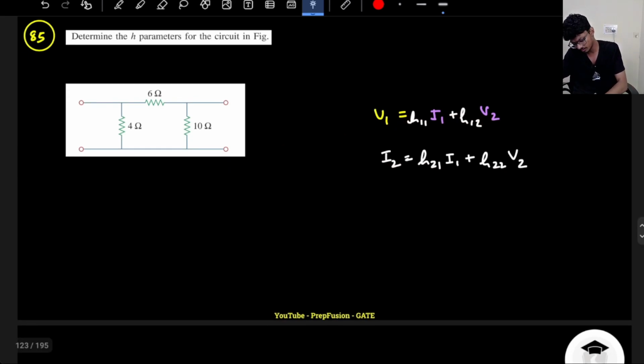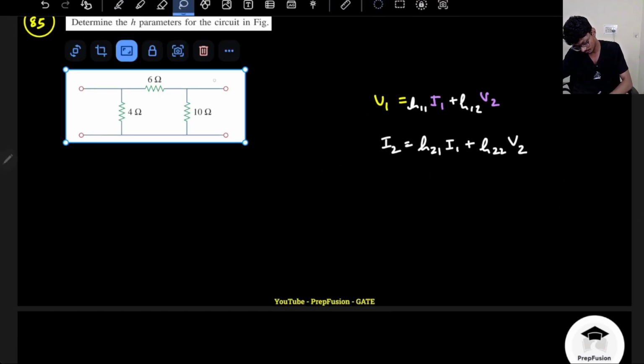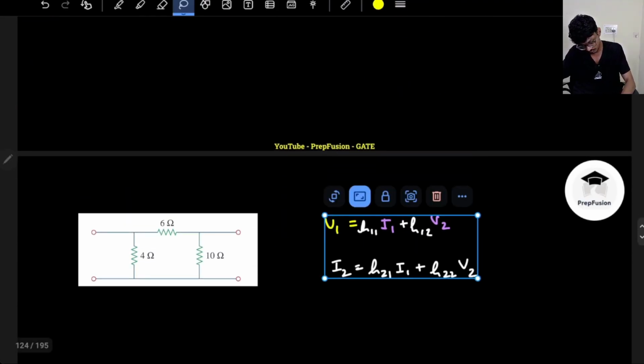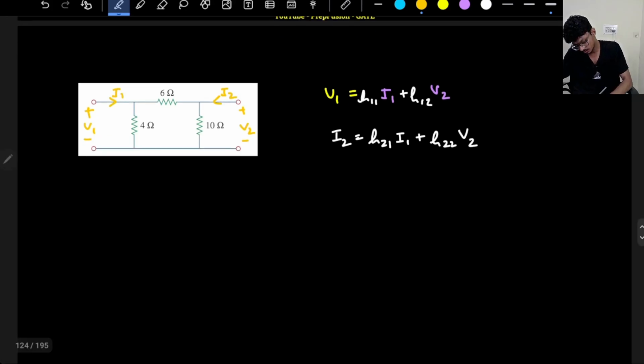So we can do a few experiments. Either we can write this directly or solve individually. So let's write things directly here. If I write things directly, I observe that if I copy this here, this is my v1, i1, i2, v2.